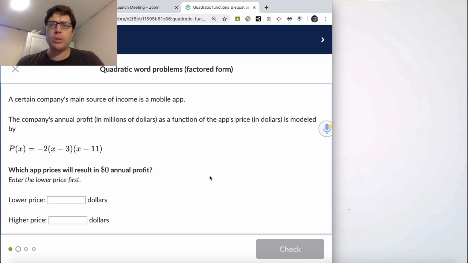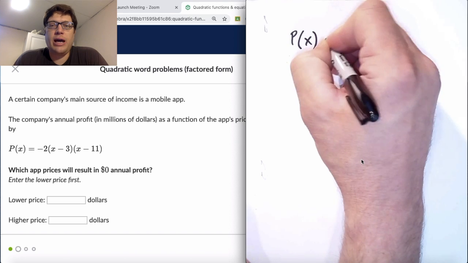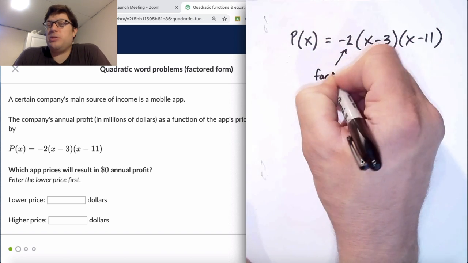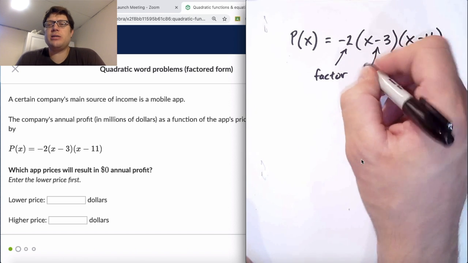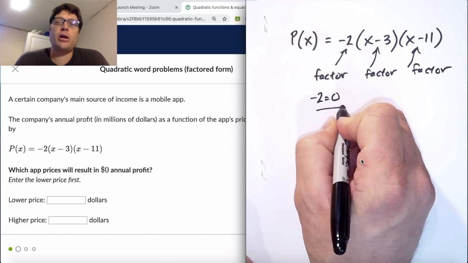Okay, I see here another problem: a company's annual profit in millions of dollars as a function of an app's price is modeled by an equation. P must represent profit. So capital P of x equals negative 2 times the quantity x minus 3 multiplied by the quantity x minus 11.